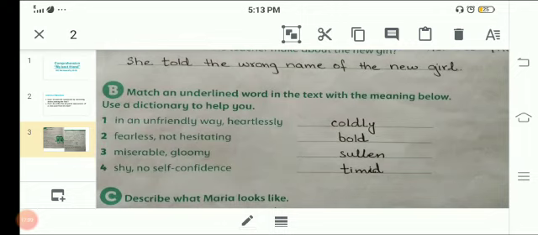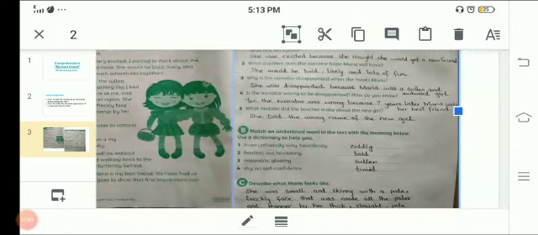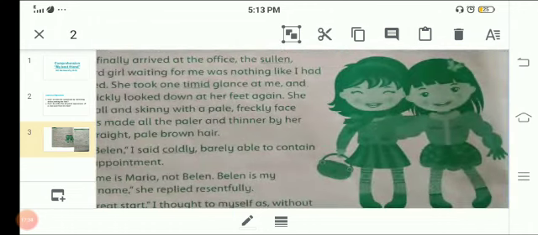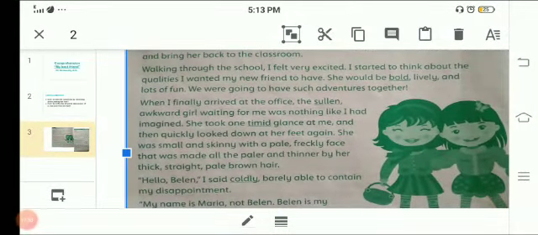That is, match an underlined word in the text with the meaning below. Use a dictionary to help you. Okay, students, I hope that you don't need a dictionary, as I have told you the meanings while reading the text. As you can see here, there are some underlined words in the text. What were the underlined words? Bold, sullen, timid, and coldly.